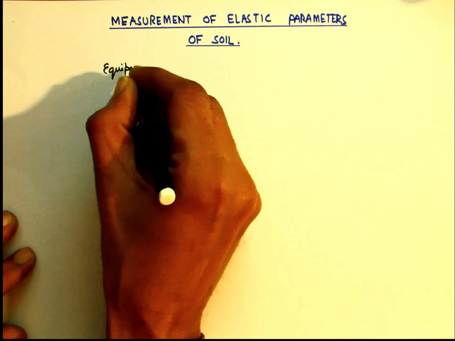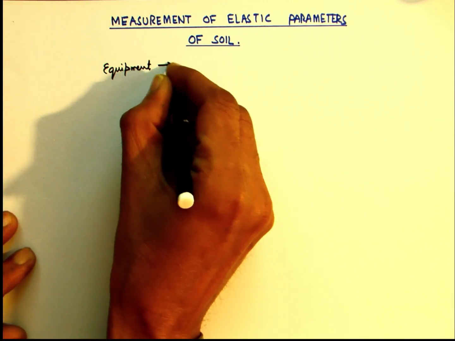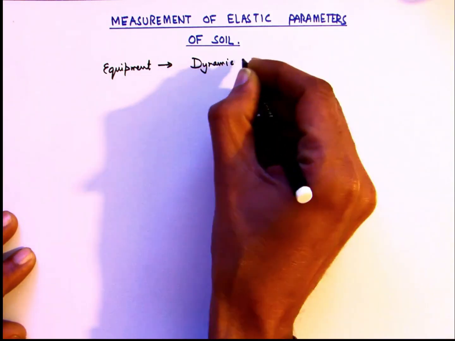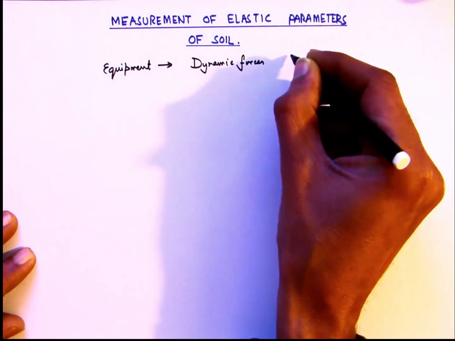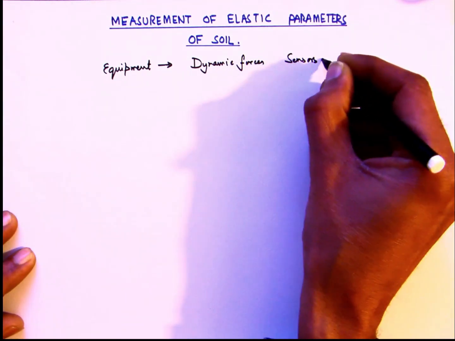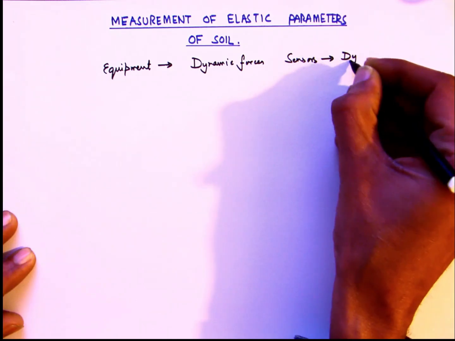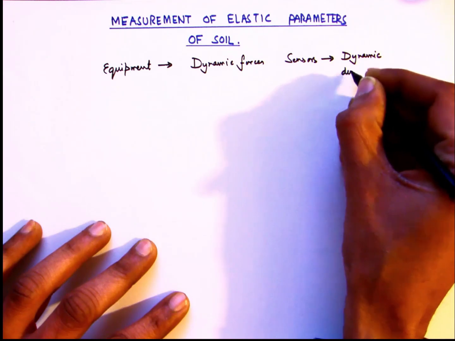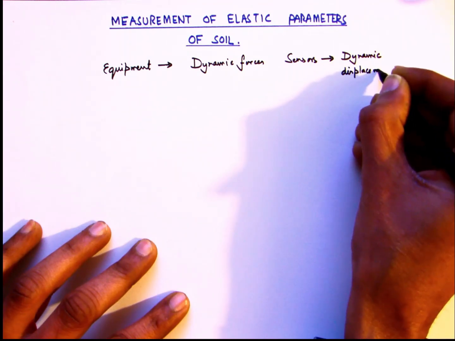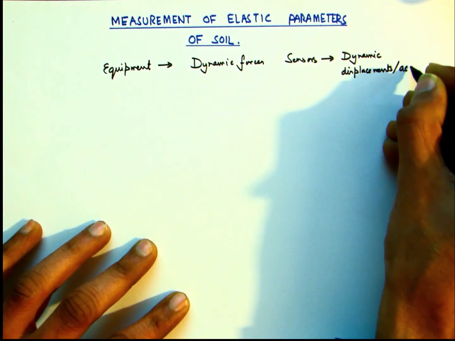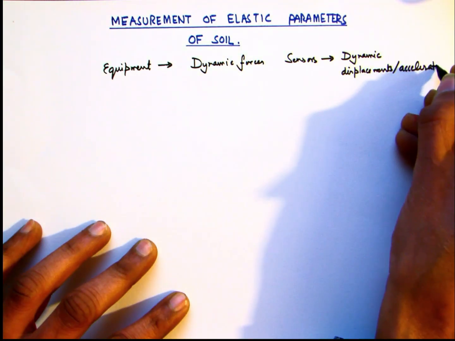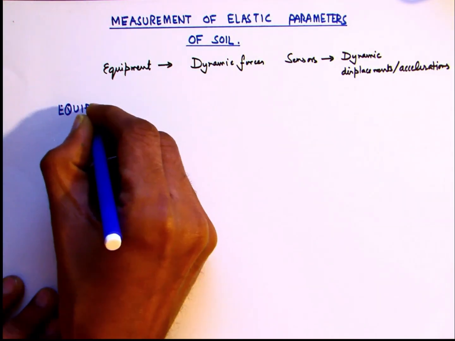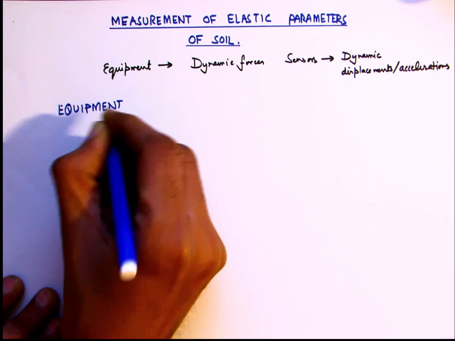In order to measure the elastic dynamic parameters of soil, we need equipment which can impart dynamic forces on the soil, and also we need sensors which can accurately measure the dynamic response. The most important dynamic response which needs to be measured is the displacement and the acceleration. Let us first talk about the equipment required to induce dynamic forces.